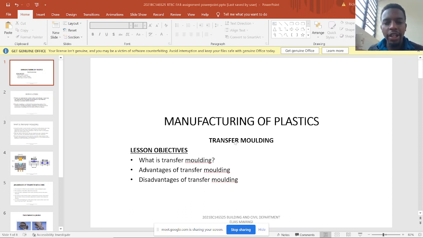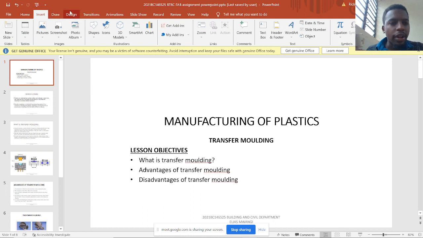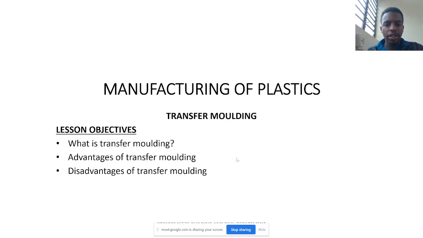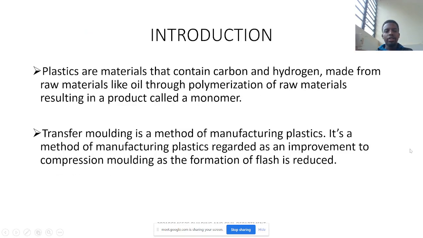I hope you can see my screen. Is it visible? So we're going to learn about manufacturing of plastics. We're continuing with the topic on manufacturing of plastics, which is transfer molding. These are our objectives today. What is transfer molding? The advantages of transfer molding. Then we shall finish with the disadvantages of transfer molding. Let me see if I can have it full screen. Yes, there we go.